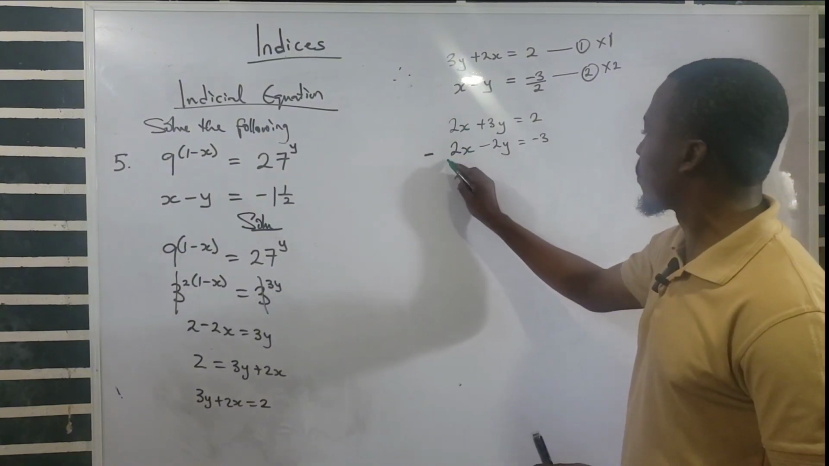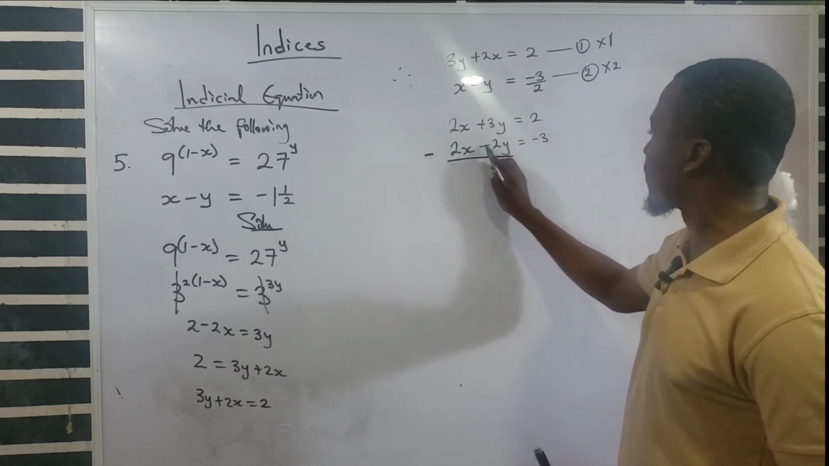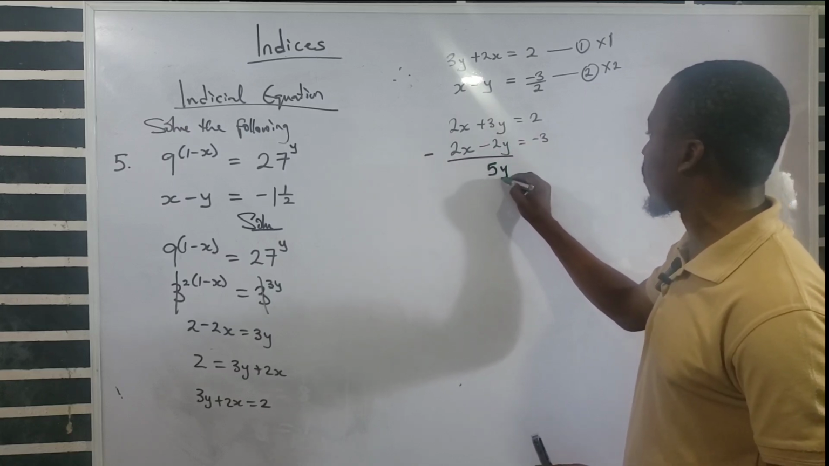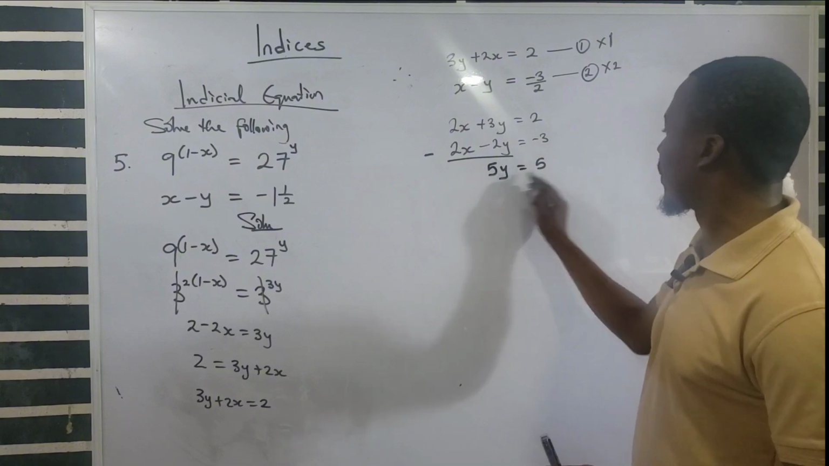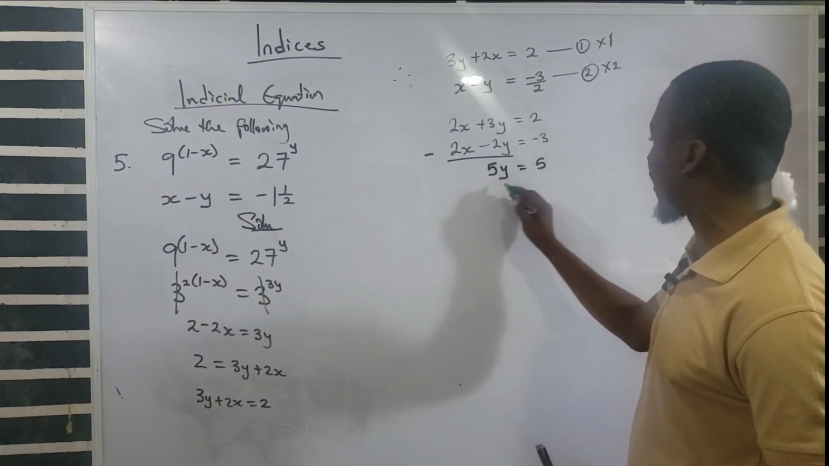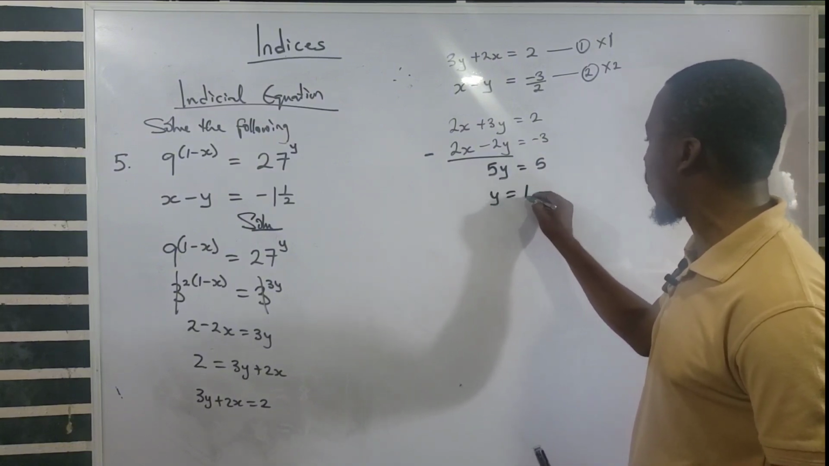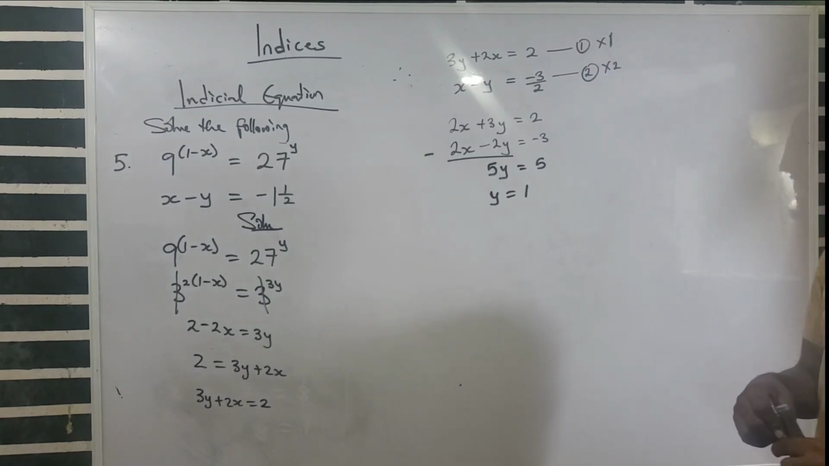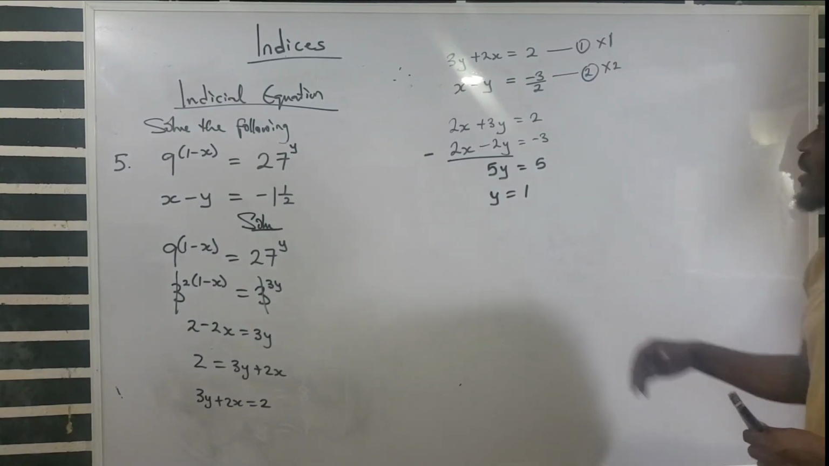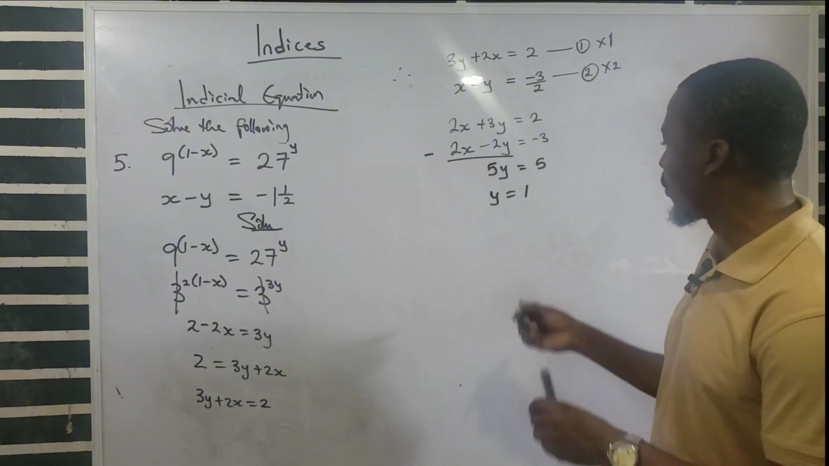So this minus this will go. 3y minus minus 2y will give me 5y. 2 minus minus 3 will give me 5. So when I divide both sides by 5, I'll have y as 1. So I've gotten the value of my y, so I can put it anywhere and get the value of my x. Let's put it in equation 2.